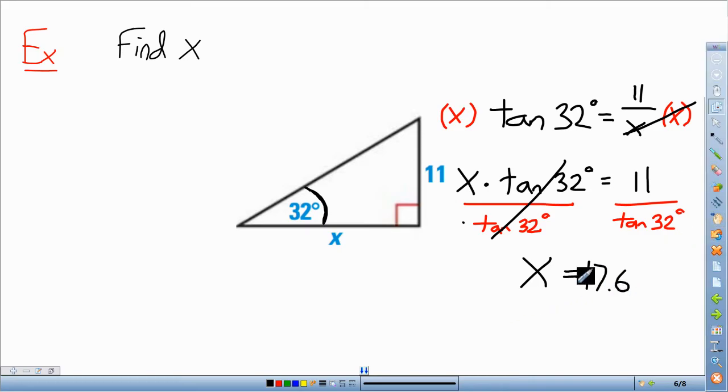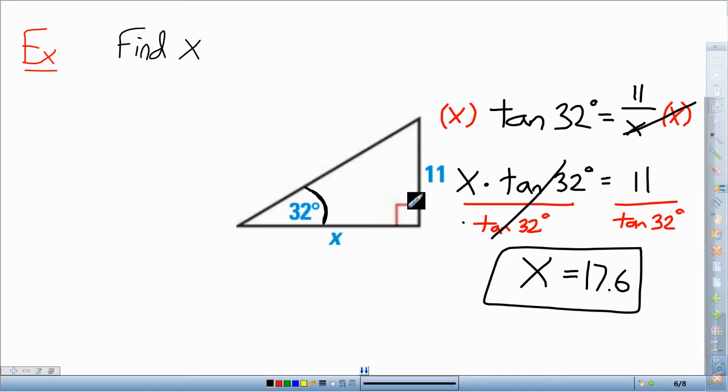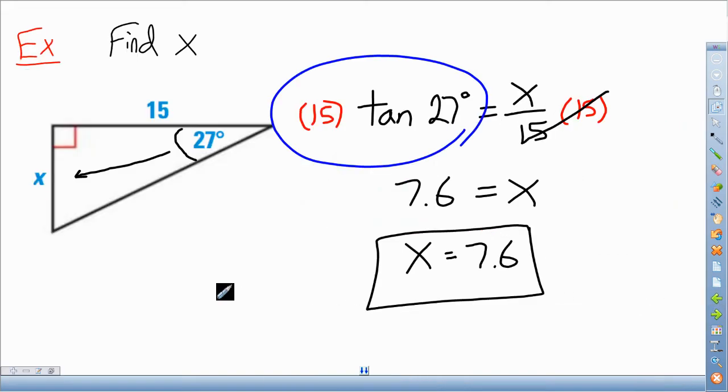Here's another big thing I didn't mention on the last one. Always check to see if your answer makes sense. If this short leg here is 11, does it make sense that the longer leg is 17.6? Yeah, that makes sense. That's not too crazy of a number, right? If we got like a 176, yeah, that would be way too big if this was 11. Same thing on the last problem. This side length was 15. This is the long leg. Does it make sense for the short leg to be 7.6?